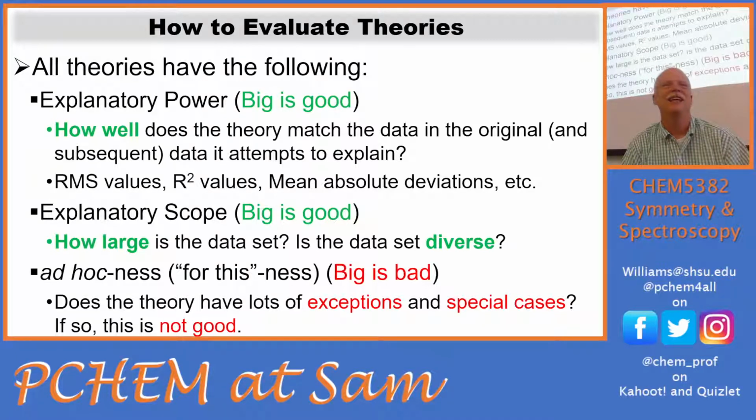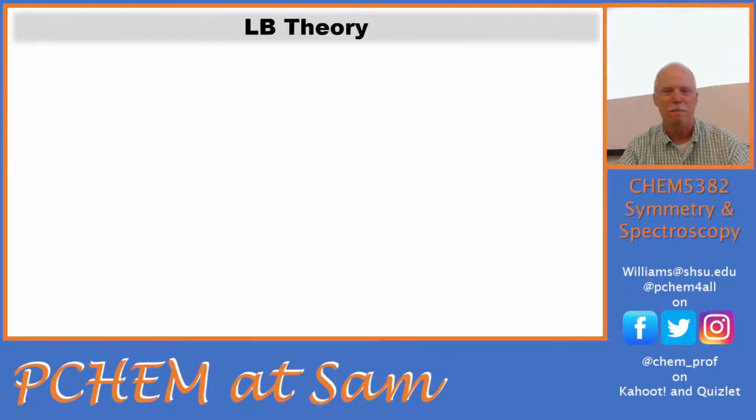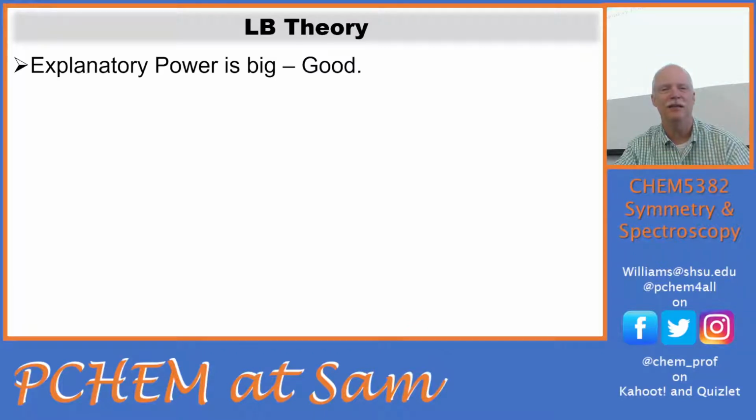It's just that makes it difficult to learn. And so you know what an exception is. You have a rule, I before E except after C, or in words that rhyme with neighbor and way, and all of these things. Those are ad hoc things that we've added in. Okay, so let's evaluate local bond theory based upon this idea of things.